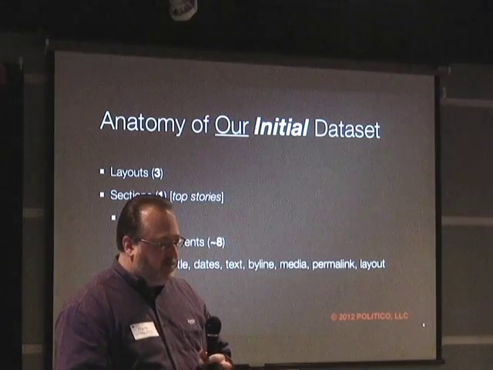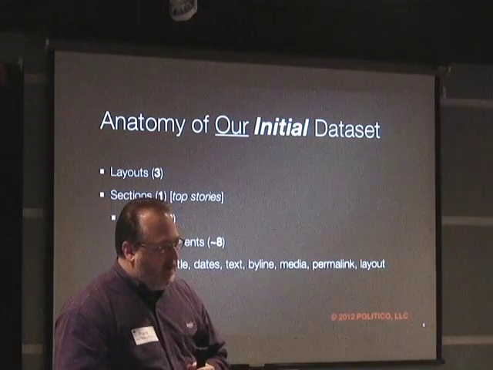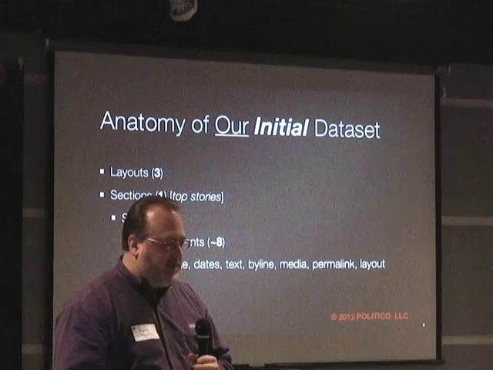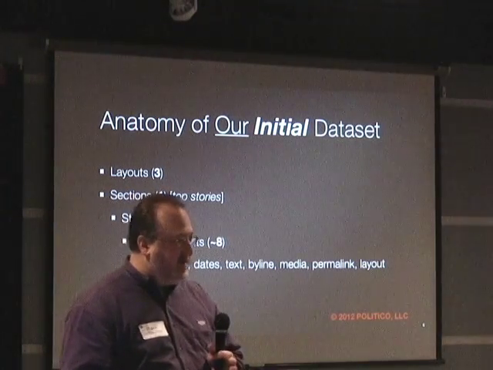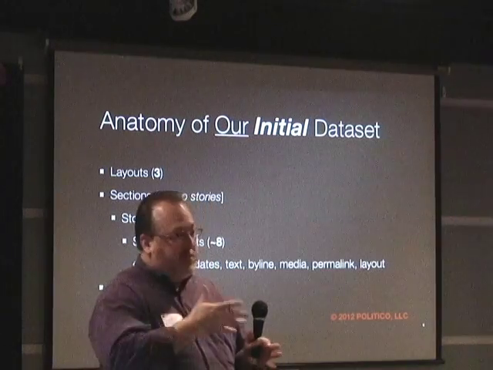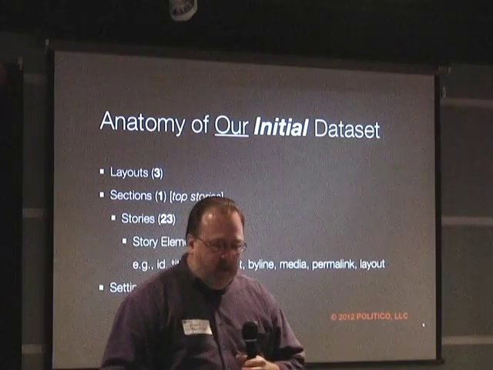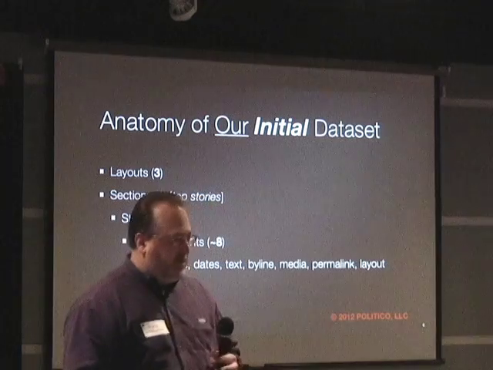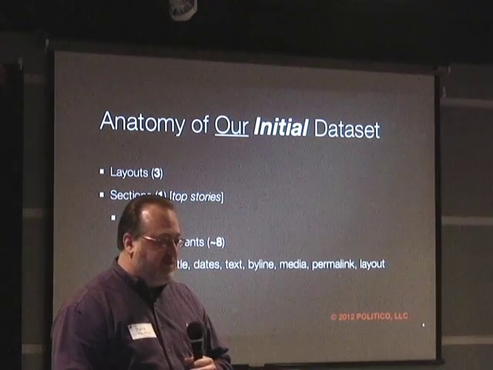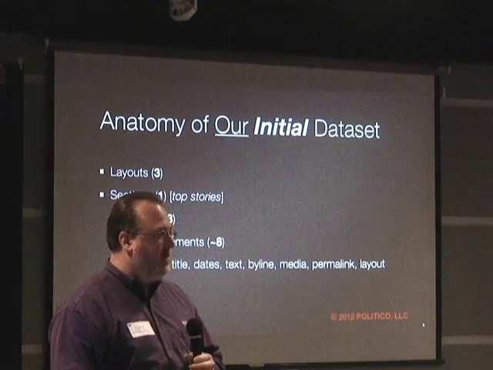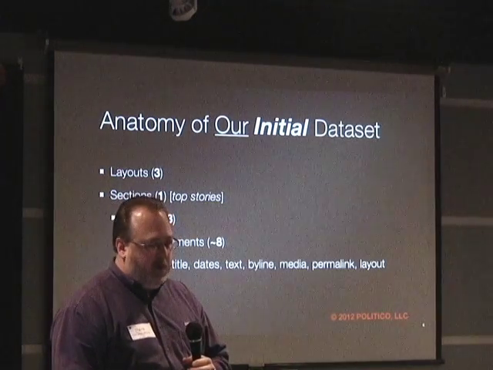But our data set was relatively simple at first. We had the concept of layouts, things that we could dynamically change, and what we called sections, basically top news and sports. Those would be sections. And sections have stories, of course, individual articles, and settings. It was a very simple initial data set. We only had 23 stories in the initial product.